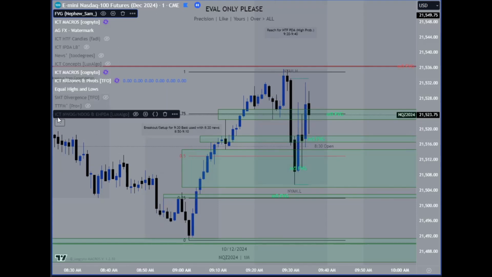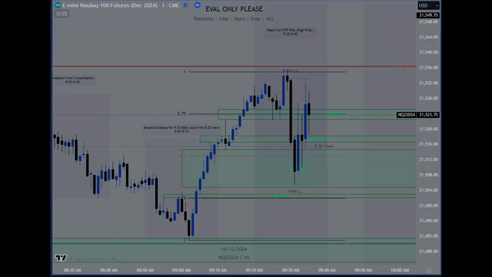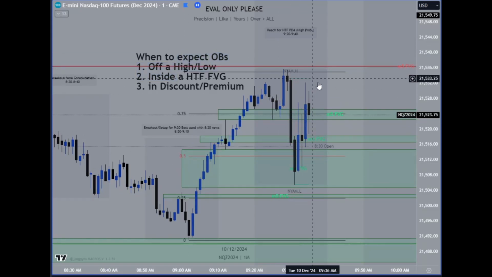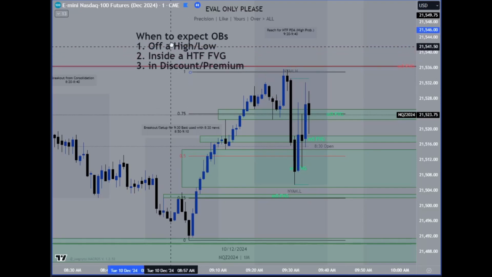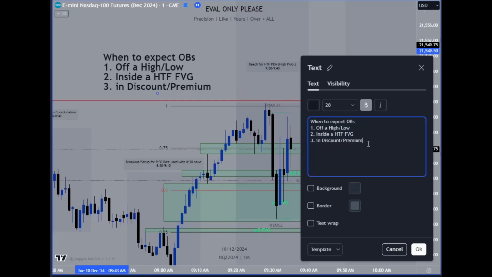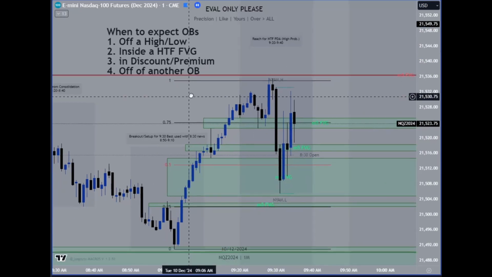So just keep that in mind. I'm actually going to write that down because that's important. A premium of a range, meaning we hit premium and retrace to discount, or we hit discount and retrace to premium, for an order block. So that's where you want to look. Also, the last one, off of another order block is where you can expect another one to form.